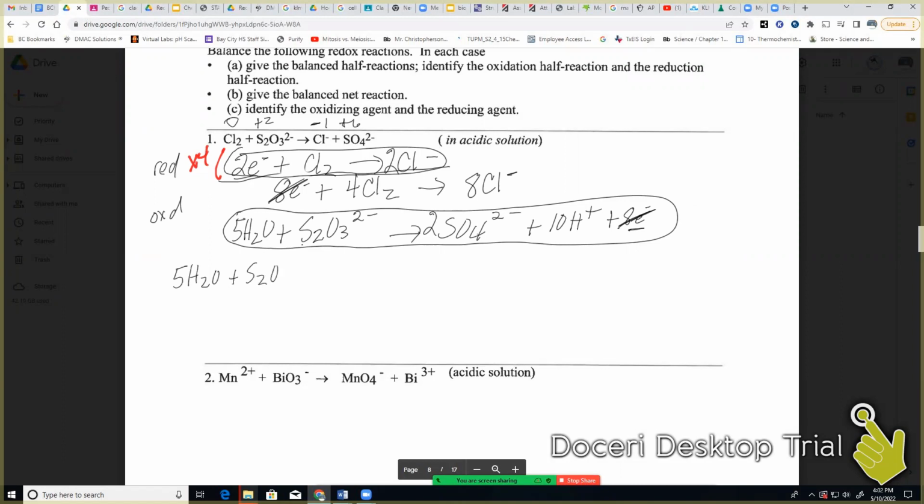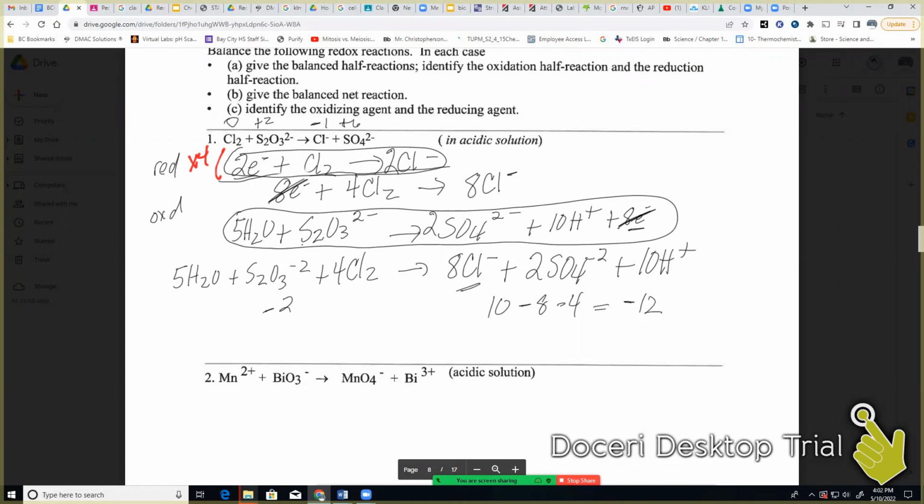5H2O plus S2O3 2 minus plus 4Cl2 gives me 8Cl minus plus 2SO4 2 minus plus 10 H plus. All right, let's do a quick charge check. I have a total of -2 over here. And on this side, I have 10 minus 8 from here, 2 times -2 is -4. So when I do all of that, I end up with a -2. So my charges are good.